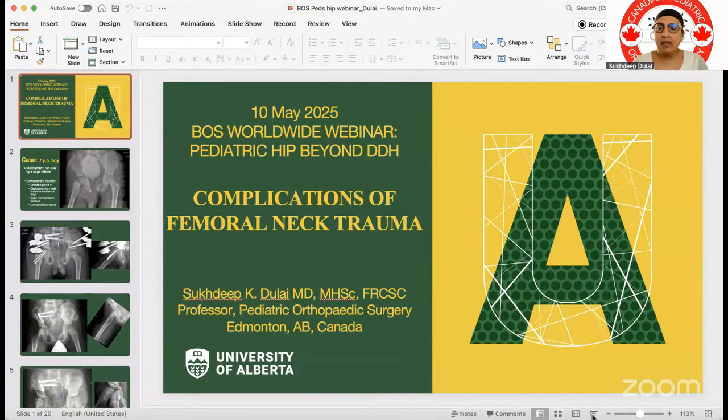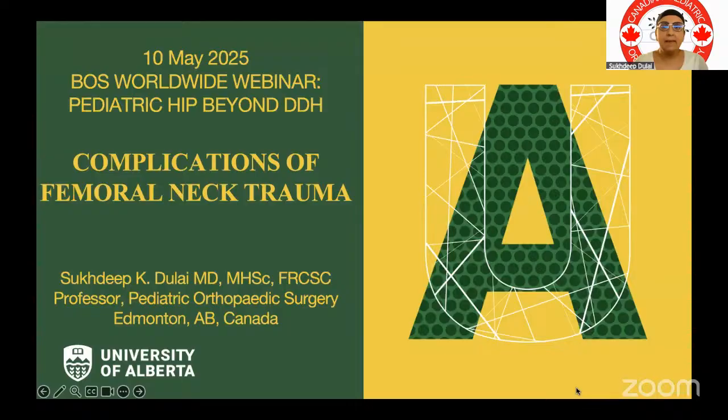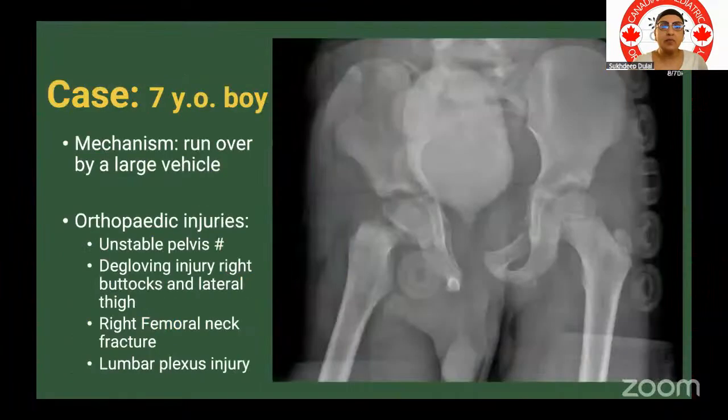Okay. I'm assuming you can see the slides. Yes, all okay. Great. Thank you for that very kind introduction. It's a real pleasure to be here. I'm just going to run through this case. Please try and think what you would do in this case, and we can discuss it at the end. Just in the interest of time, I'll run through it first.